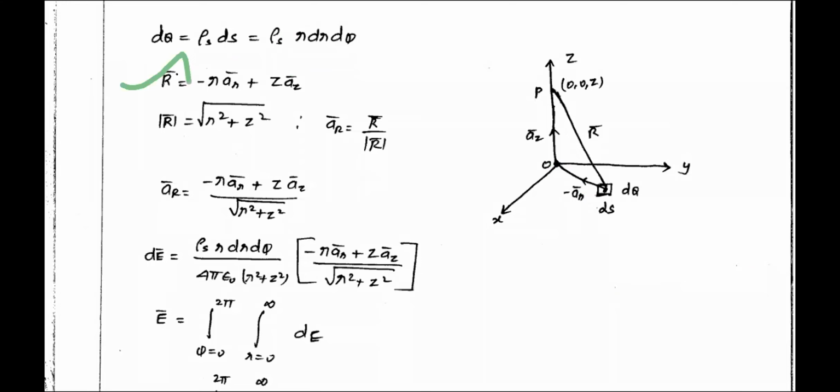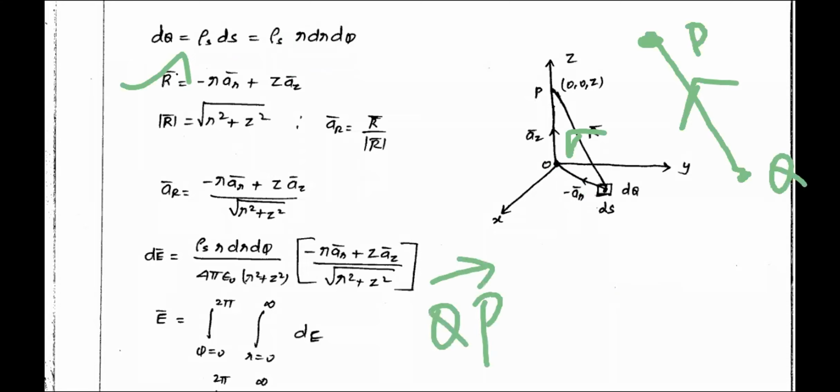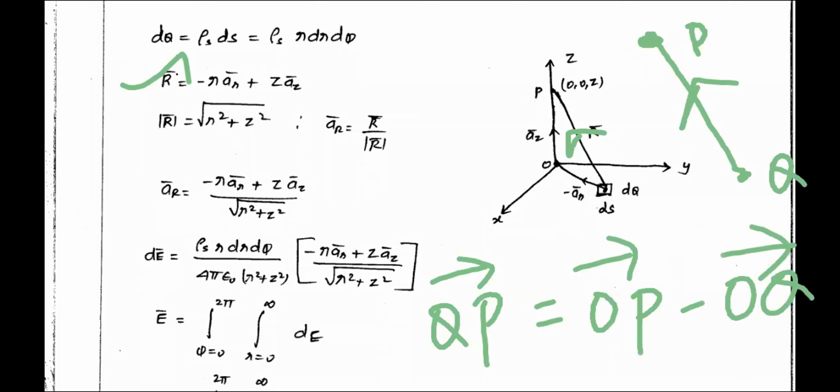To know the direction of the R vector, this is the direction of the R vector, because the electric field will be going in this direction. If this is the vector P and this is some vector Q, then you should know the QP vector. From Q you are going to P, so what is the QP vector? OP vector minus OQ vector. In the OP vector, you have only Z, so that's why Z is positive. Then in the OQ vector, you have a point.